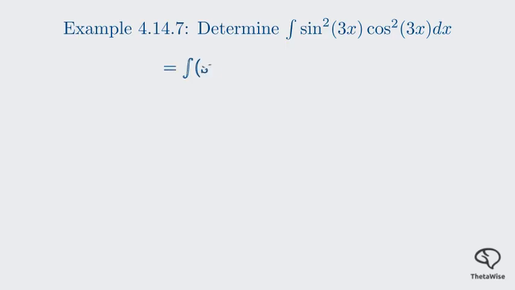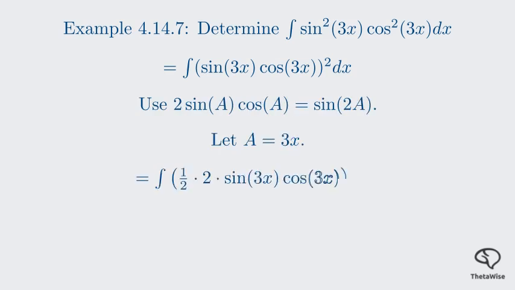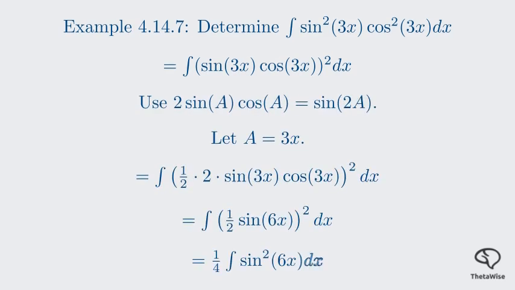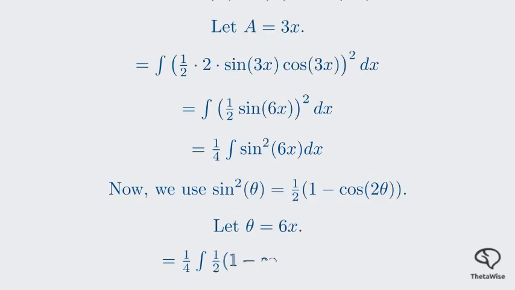We can rewrite our integral as the integral of the quantity sine 3x cosine 3x all squared. To get this into the double angle formula, we need a factor of 2 inside the parenthesis. We multiply the inside by 2, which means we must also multiply by 1/2 to maintain equality. This 1/2 is also squared to become 1/4 outside the integral. So the integral becomes 1/4 times the integral of sine squared of 6x.